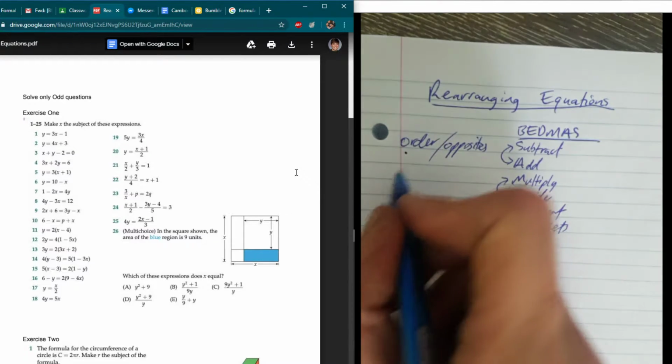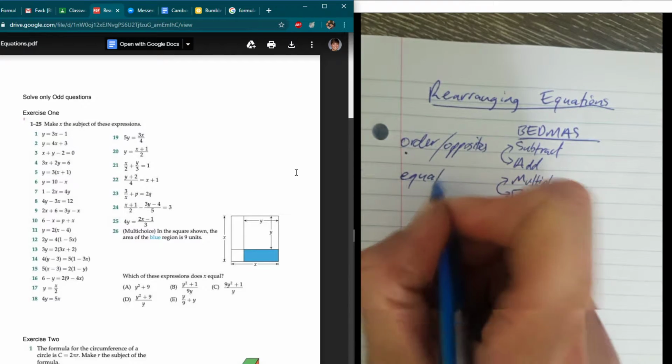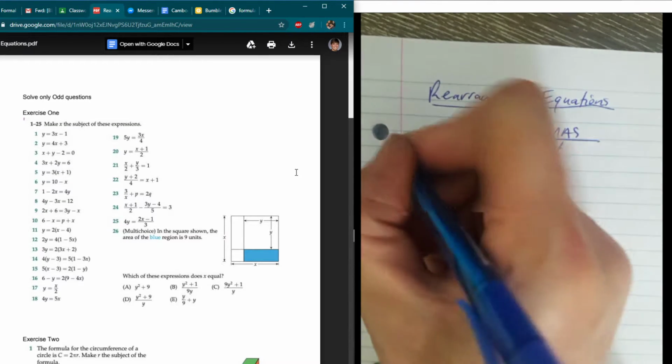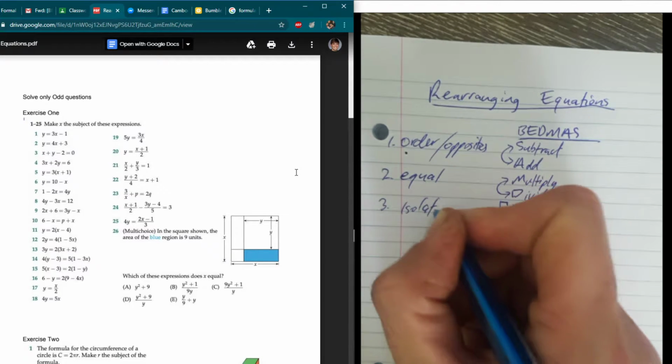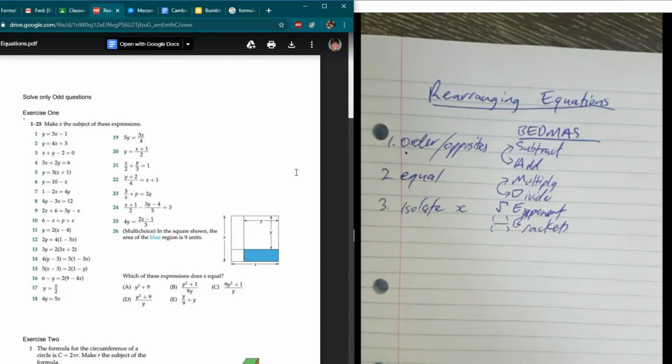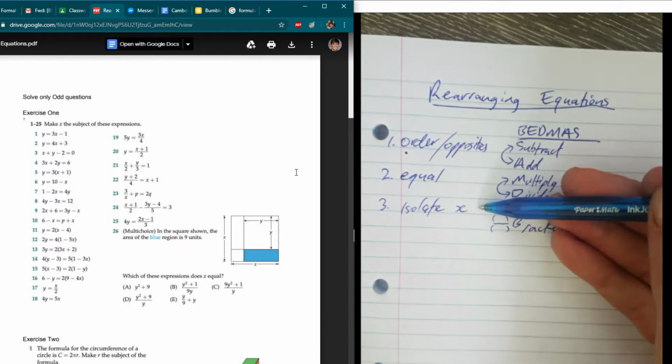We are then going to make sure that both sides stay equal, and finally we are going to isolate something. Usually in these examples we're isolating x. So when we're rearranging equations, these are the things I am following.